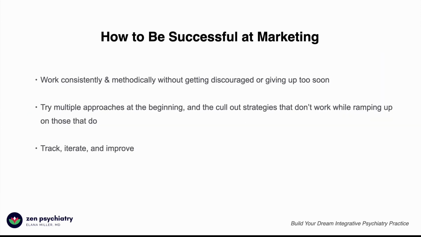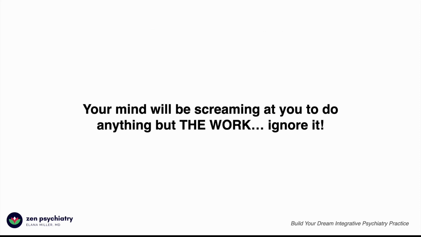So, how to be successful at marketing? Work consistently and methodically without getting discouraged or giving up too soon. Try multiple approaches at the beginning and then cull strategies that don't work while ramping up those that do. Track what's working, iterate, and improve.